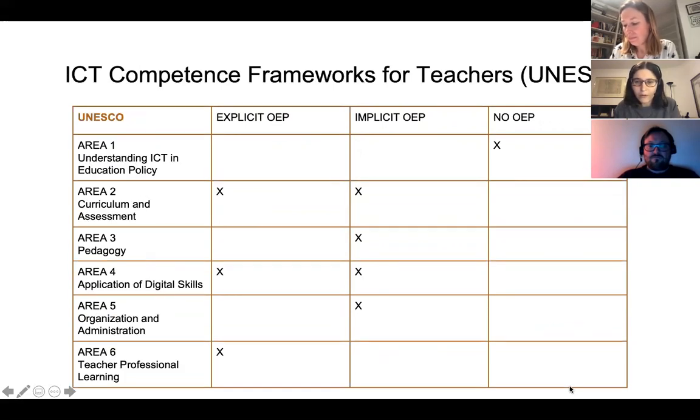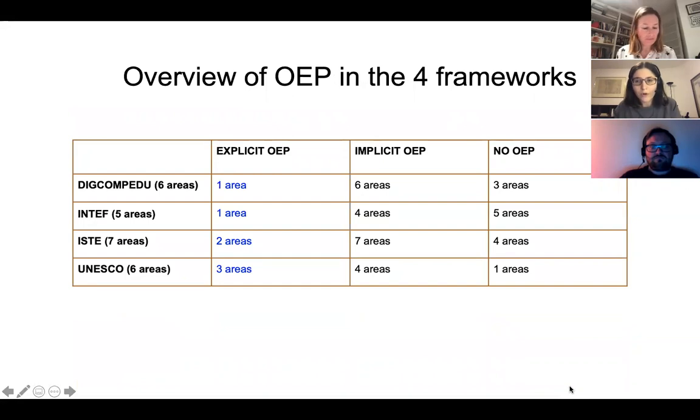In the UNESCO framework, the analysis showed that the explicit references are included in three areas. Area 2, on curriculum and assessment, about the adaptation of OER to curriculum standards. Area 4, on the application of digital skills, for which OER are an option among other software and skills. And Area 3, about teacher professional learning, in which the skills to use open licenses are included. General overview shows that the most committed teachers' digital framework to OEP is the one by UNESCO, with three areas that include explicit references.